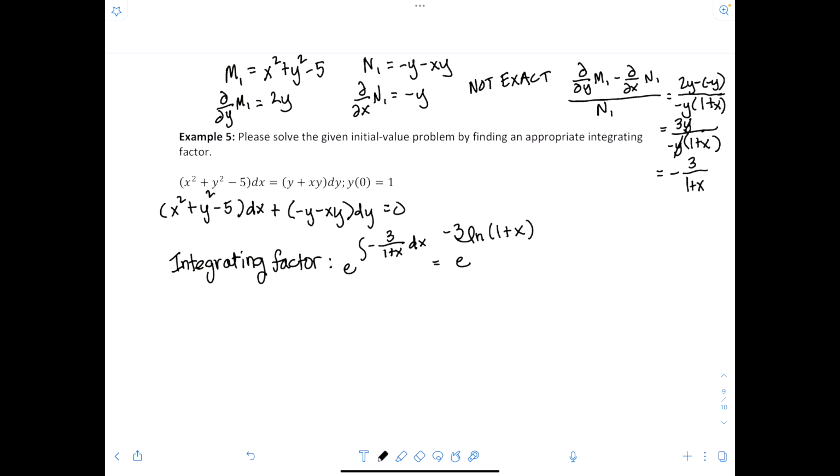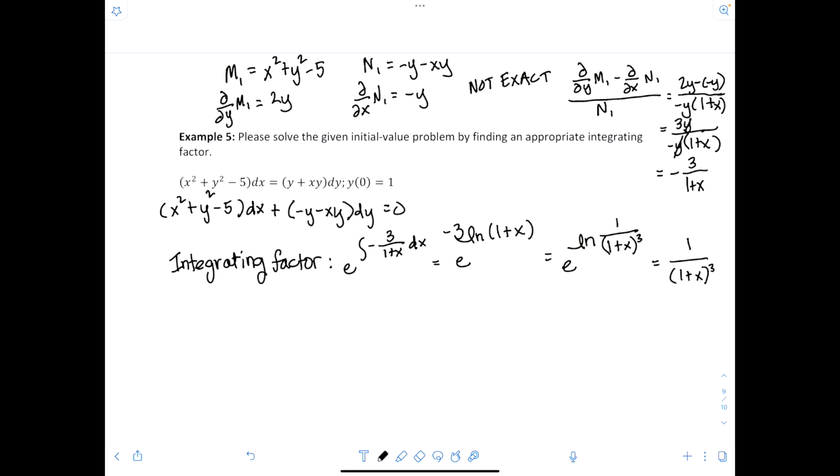And then this in turn will be e raised to the natural log of 1 over 1 plus x cubed, which is just 1 over quantity 1 plus x cubed. Cool? I recognize we're supposed to have the absolute value of this, but for purposes of this exercise, just trust me, we're good. Okay?